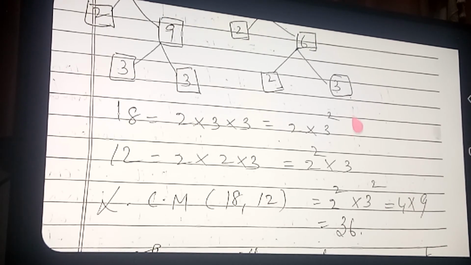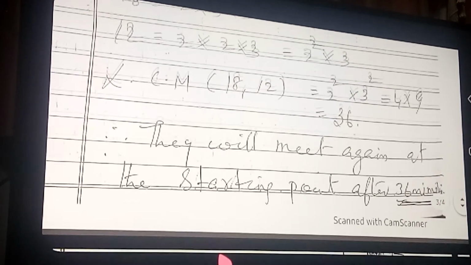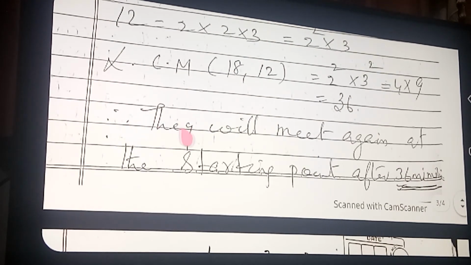Clear? So actually you only need to know the concept here, how to find the LCM, which you know very clearly. So then the last conclusion: therefore they will meet again at the starting point after how many minutes? 36 minutes. Okay.